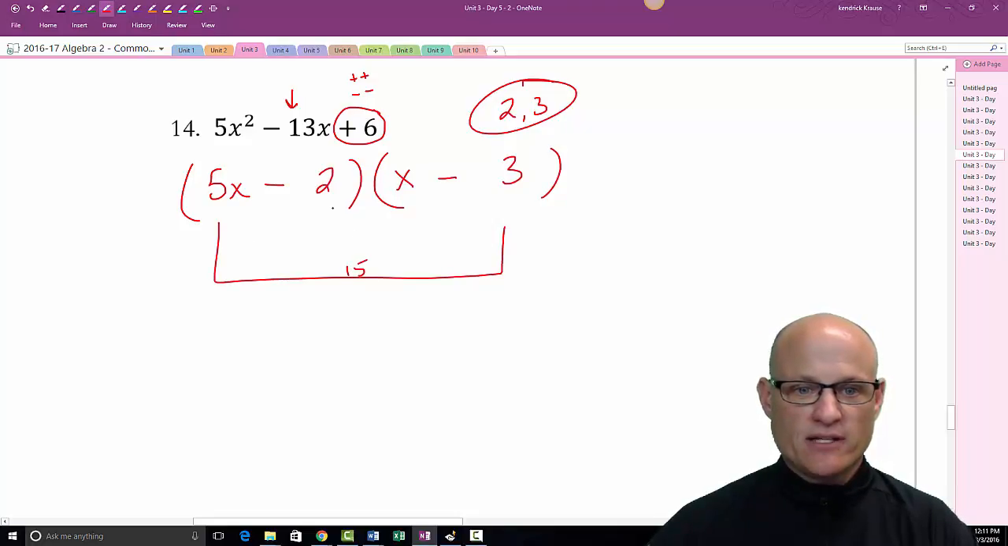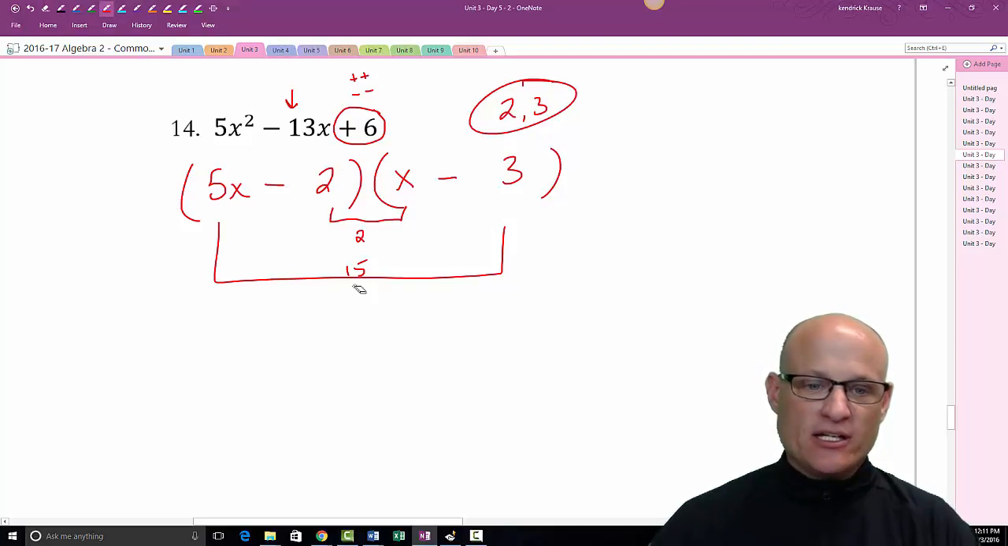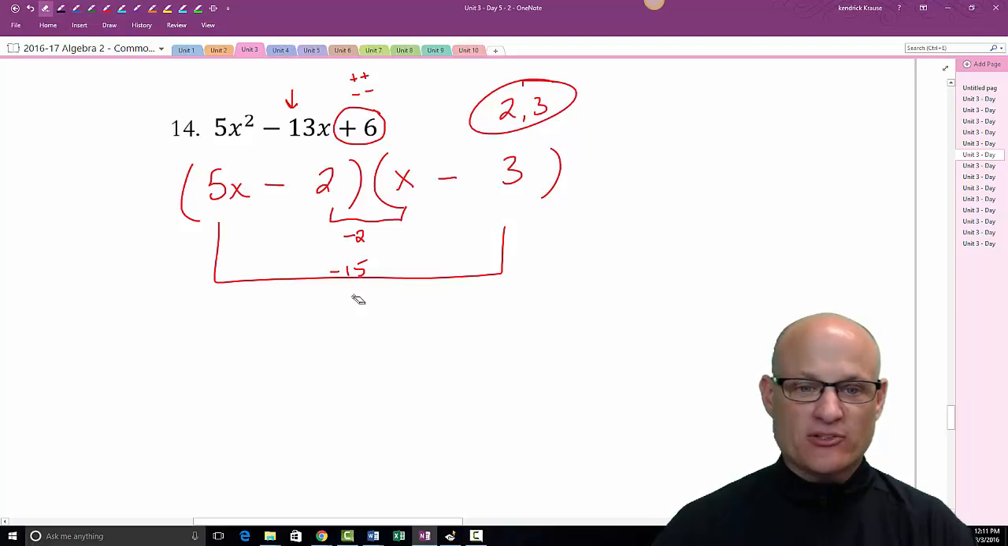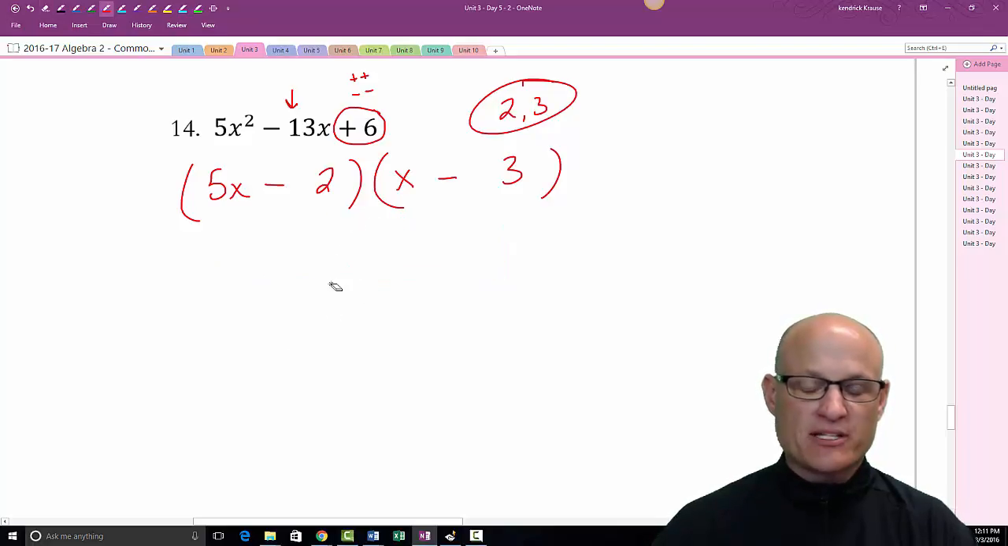15 and 2. That doesn't make it. Remember, we're adding now. We're adding, not subtracting to get the middle. Now, because they're both going to be negative, this is negative 15 and negative 2. These do not add up to 13, so you've got to be careful. Got to be careful with your signs. So these are not going to work.